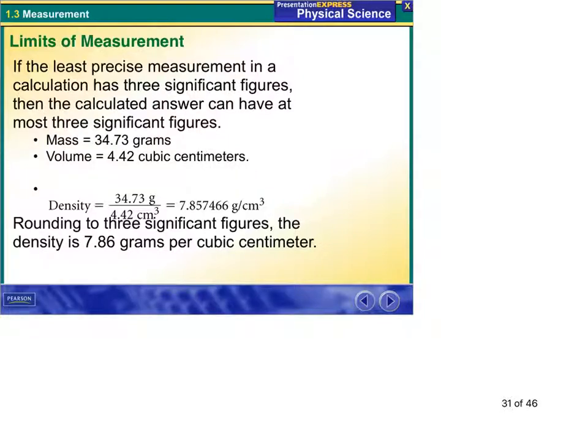So when we do calculations like calculating density here, mass divided by the volume, 34.73 grams divided by 4.42 cubic centimeters, the calculator is going to give you a whole bunch of digits. But we don't want to report all those digits. We can only report the smallest number, the least precise number. So here we had 4 sig figs. Bottom part had 3 sig figs, so we get to keep 3 in our answer. So we round this to 3 digits, and we get 7.86 grams per cubic centimeter.